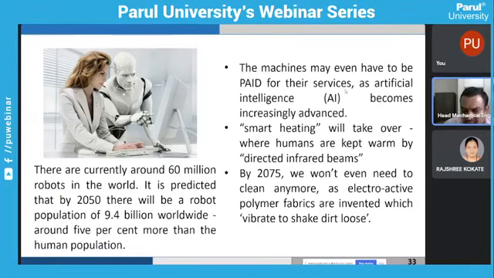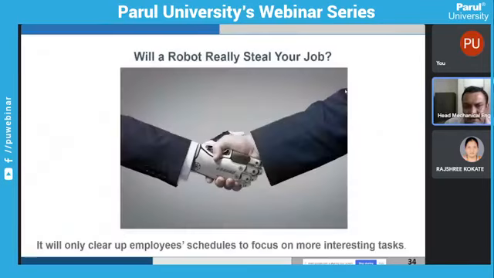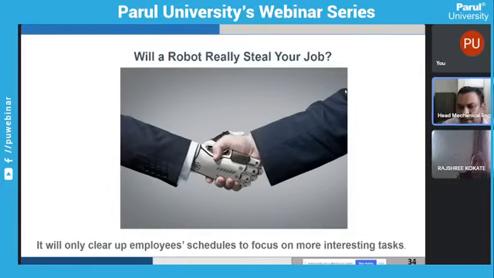Right, so that there won't be any kind of medical issue even along with the robots. Sometimes the question in our mind is whether a robot will really steal our job. That was the question in my mind also multiple times, but I surely say that it is absolutely not.